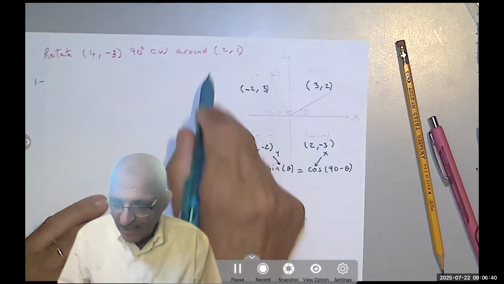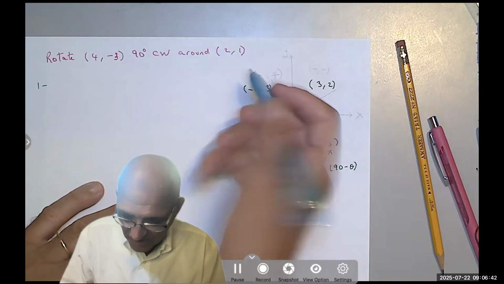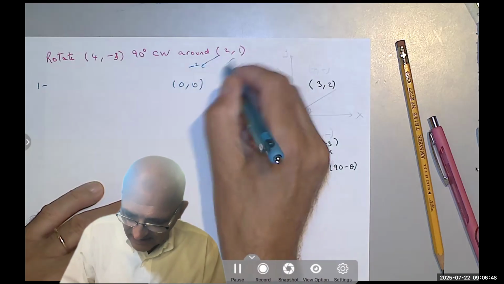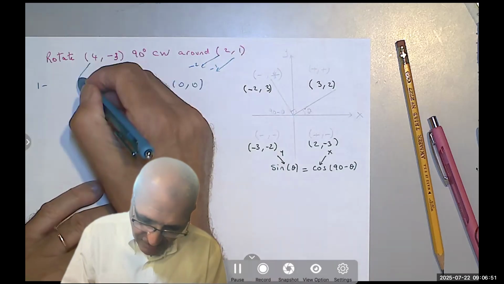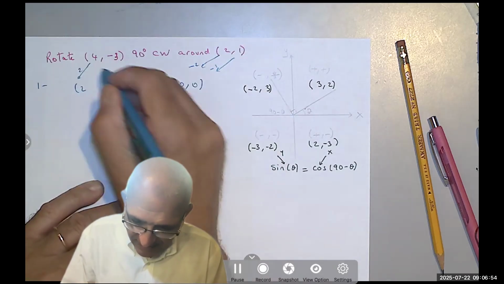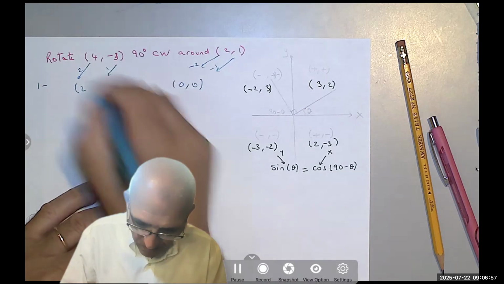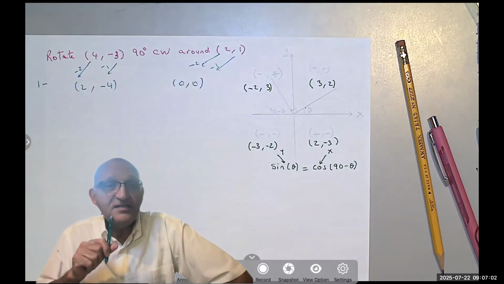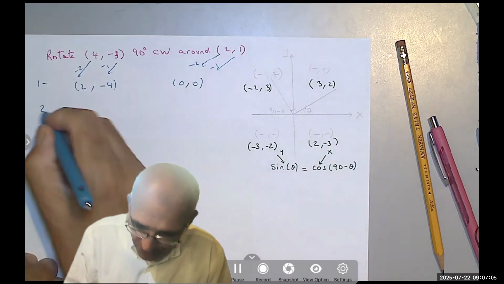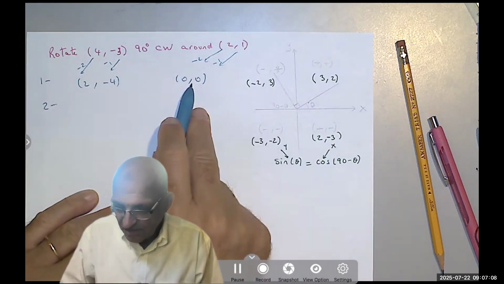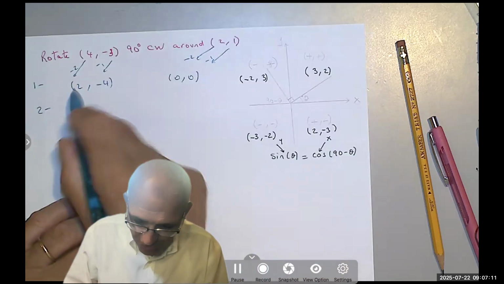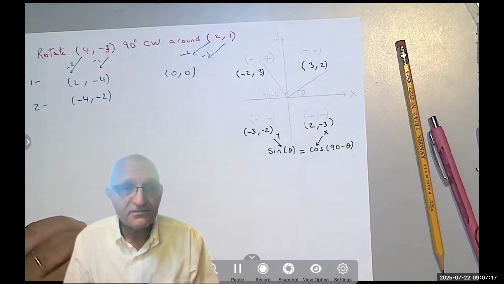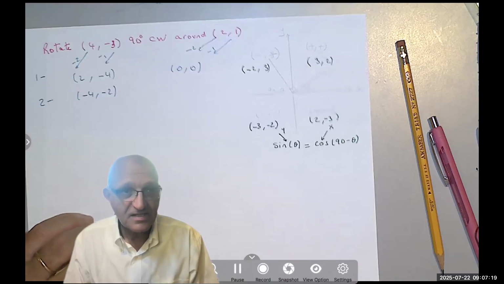Mathematically speaking, how do I make this the origin? The origin is 0, 0, right? Meaning, I subtracted 2 from the x and I subtracted 1 from the y. So let's subtract 2 from the x and let's subtract 1 from the y. So now it became 2 and negative 4 instead of 4 and negative 3. Step number 2, rotate about this point clockwise, meaning switch the 2 and the negative 4, but then make the second one negative. I'm done. See how easy it is?